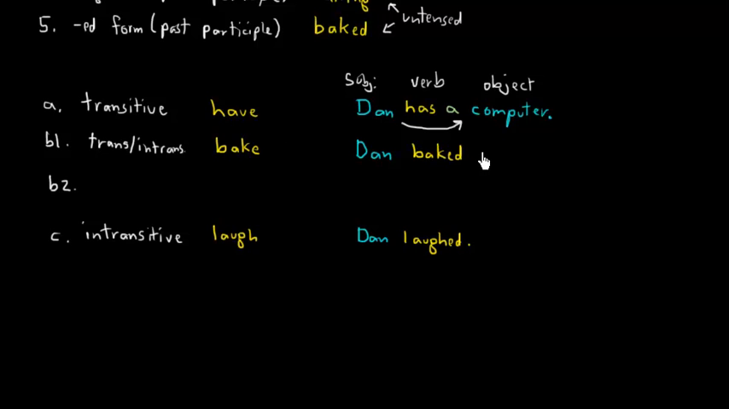Dan baked, what did he bake? He bakes, let's use an indefinite determiner or an indefinite quantifier, some. I don't know exactly how many. And then what did he bake? He baked some cookies. Okay, so in this case, Dan is baking something. He's baking some cookies. So the transitive verb is transferring the action to the cookies.